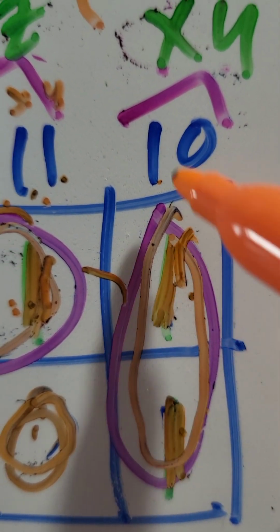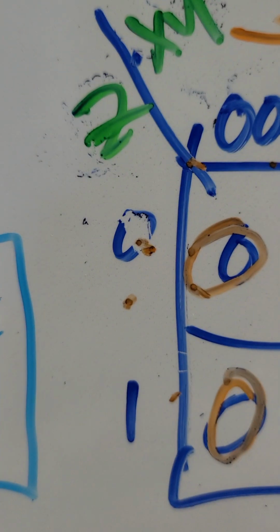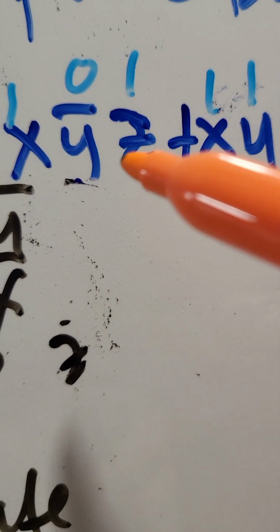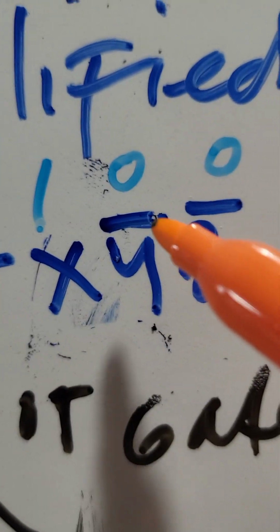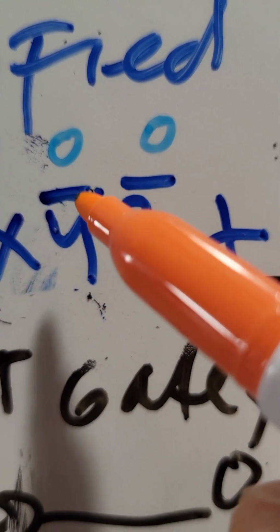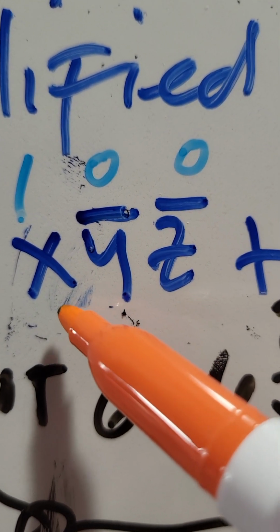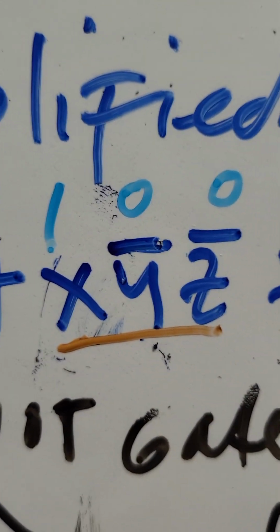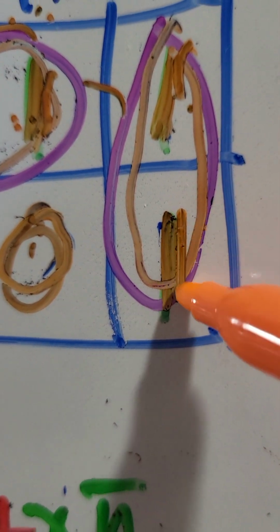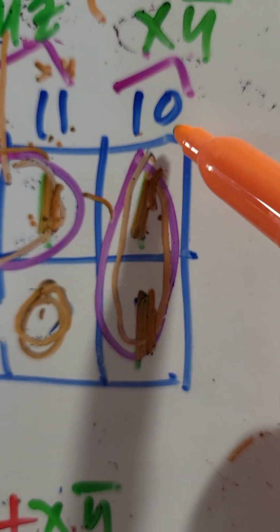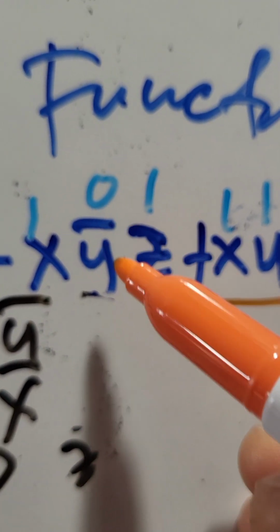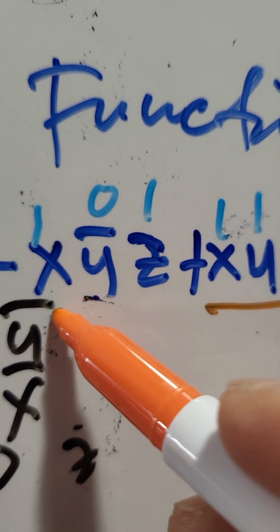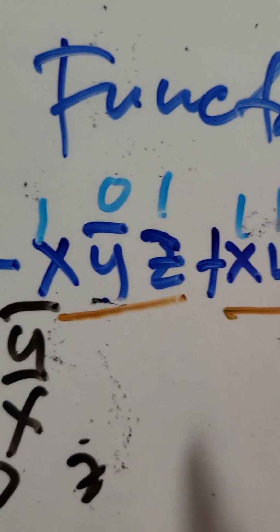So next is this output here, 1 0 0. So where is that 1 0 0? Here. So x is 1, y is 0, z is 0. Okay? And the last output here is 1 0 1. So this one, x is 1, y is 0, and z is 1. So x y bar z.